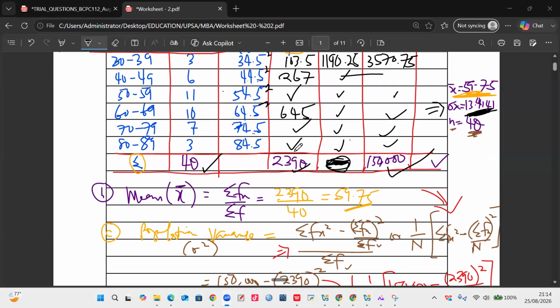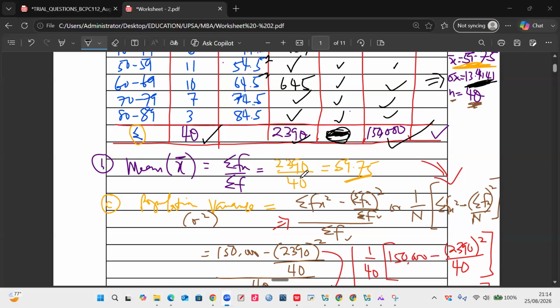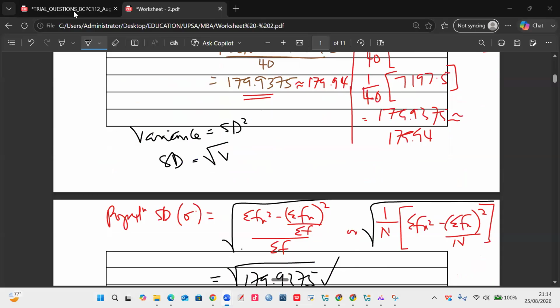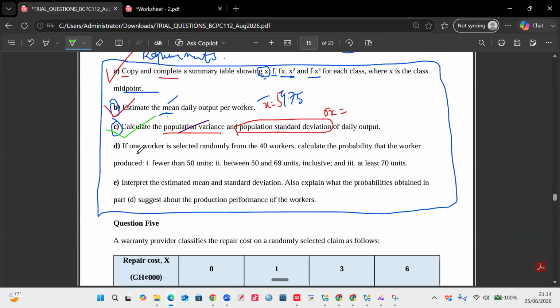So that is how you fill in the gaps. Remember to fill in the gaps, because if you don't fill in the gaps, you don't get the full marks. So we are done with this portion. Let's go to D. We're going to do probability. It's not difficult. We're going to do probability. D. Let's go.